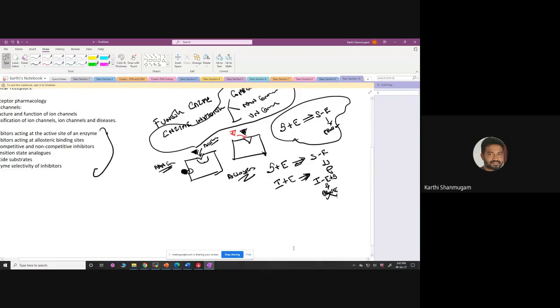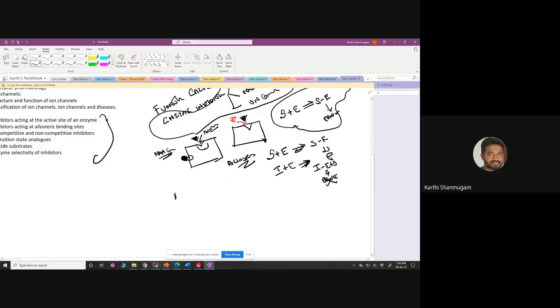Non-competitive. Okay, so the third type is very uncommon: uncompetitive inhibition, in which the inhibitor binds to the enzyme, leading to the formation of an enzyme-inhibitor complex, to which the substrate molecule can go and bind. Eventually, it will not lead to product formation.